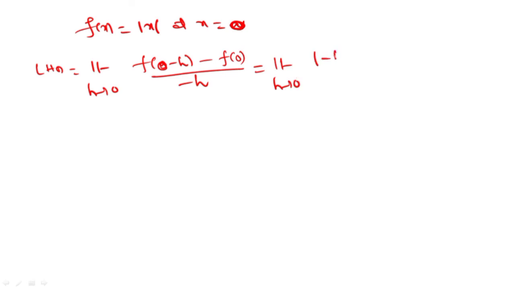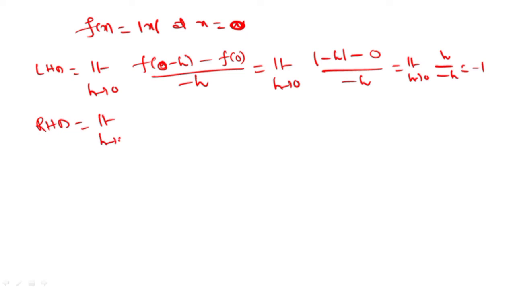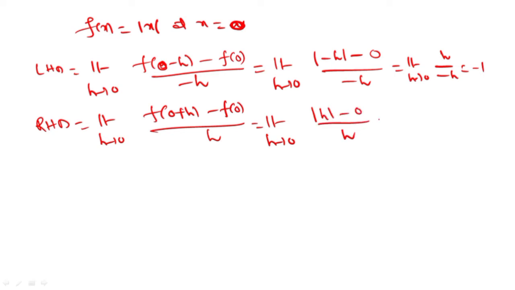So this will be mod minus h minus f of 0 is 0 by minus h. Mod minus h is h by minus h, this will be minus 1. And we would like to find RHD, limit h tends to 0 f of 0 plus h minus f of 0 by h. This will be mod h minus 0 by h. So this is h by h.